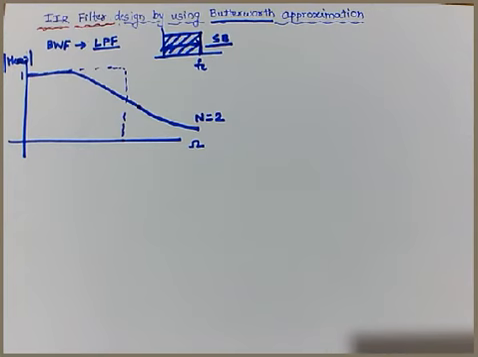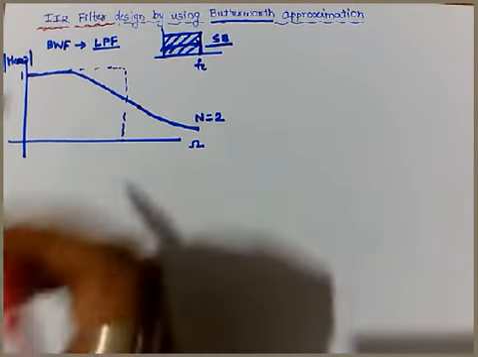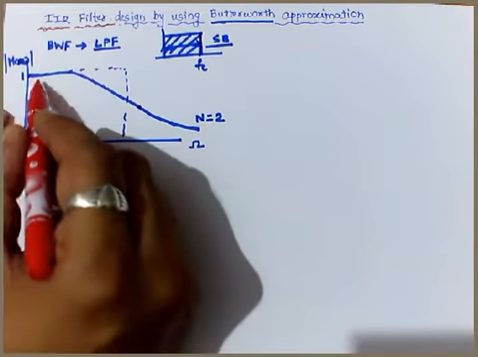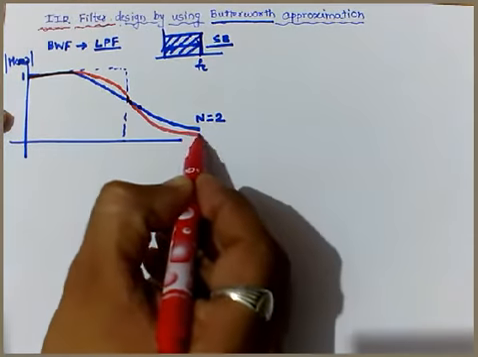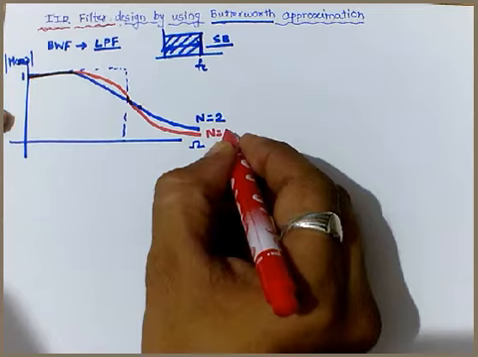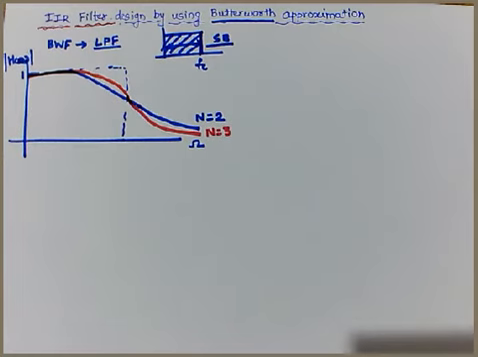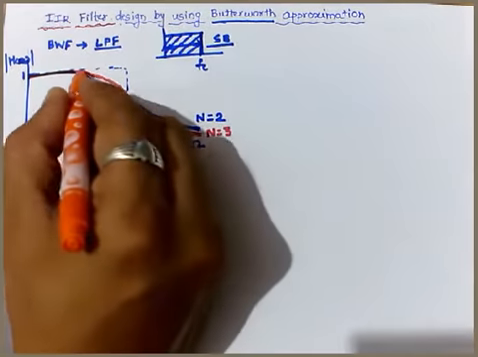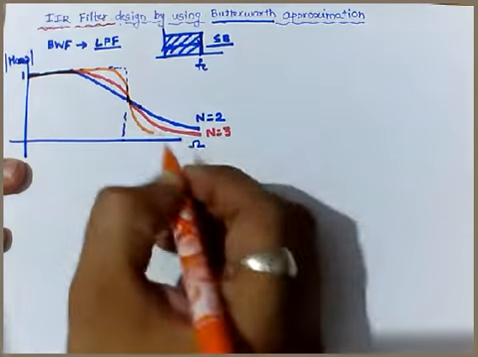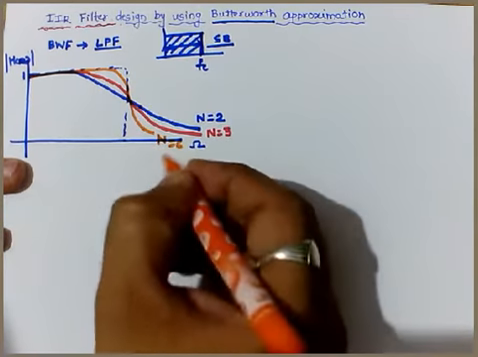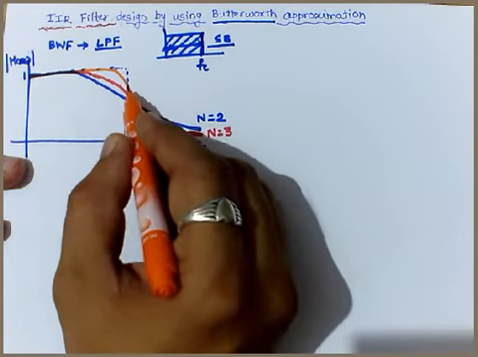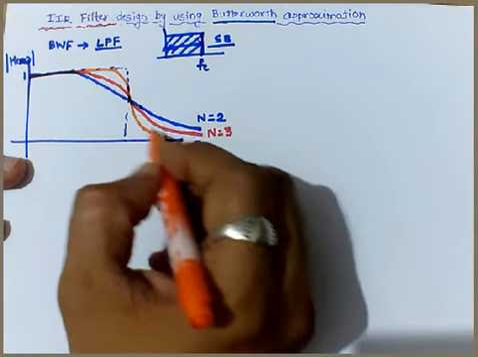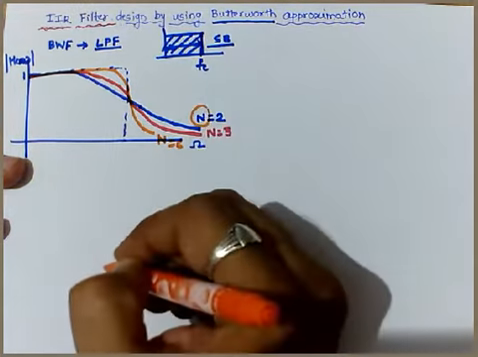As the order is further increased, let me plot it with a different color. It will show some resemblance closer to the ideal characteristics. Let's say this is n equal to 3. Further, when we plot it like this, it will happen for the n equal to 6 case. So this is how the response goes closer to the ideal characteristics when we increase the order of the filter, that is capital N.